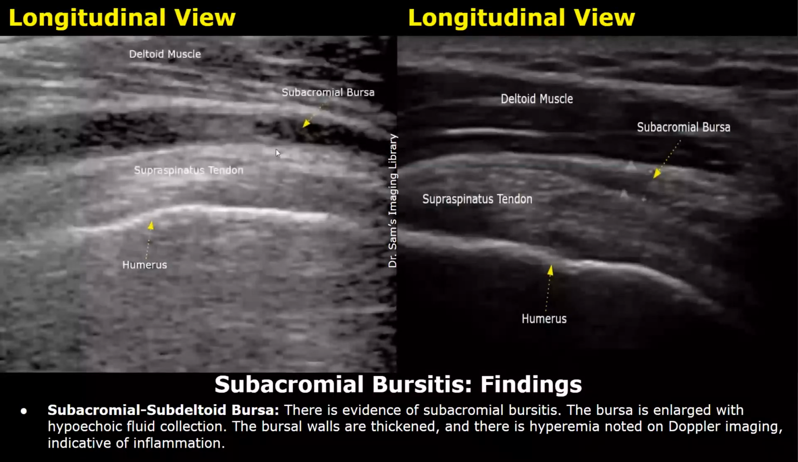This is a case of subacromial bursitis. There is evidence of subacromial bursitis. The bursa is enlarged with hypoechoic fluid collection. The bursal walls are thickened and there is hyperemia noted on Doppler imaging, indicative of inflammation.